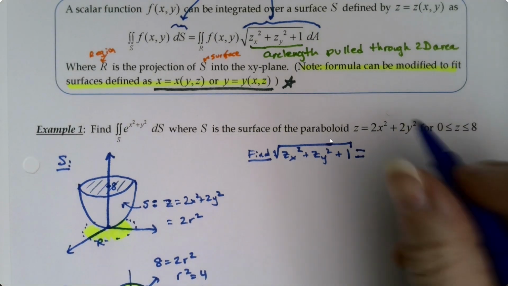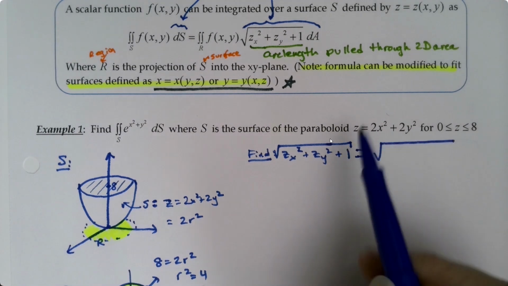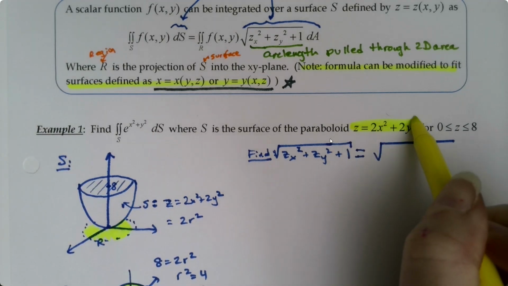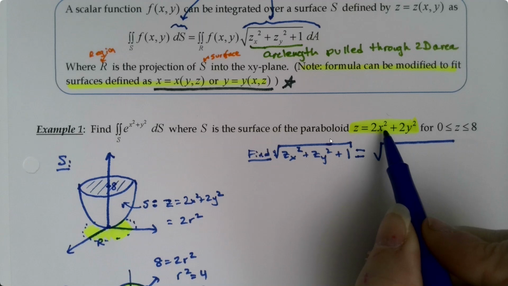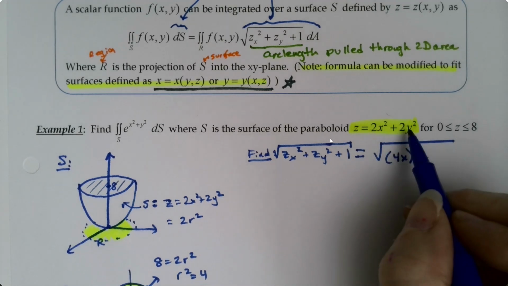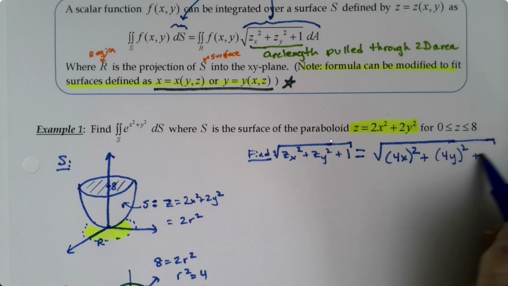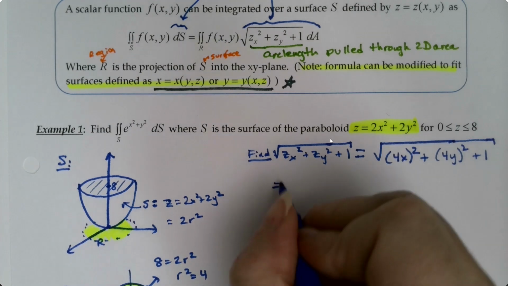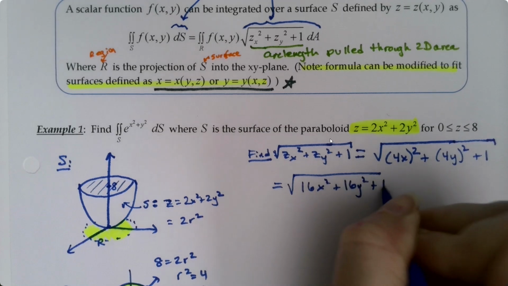Okay, so this would be equal to the square root of z sub x. So z is right here. Here's our z function, right here. So z with respect to x, the derivative of this with respect to x would be 4x. So I'm going to take 4x, that's z sub x, and I want to square it, plus 4y, and square it, plus 1. Okay, so 4 squared is 16. So this is the square root of 16x squared plus 16y squared plus 1.